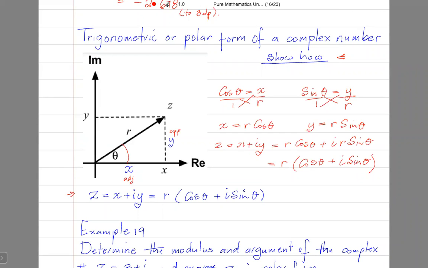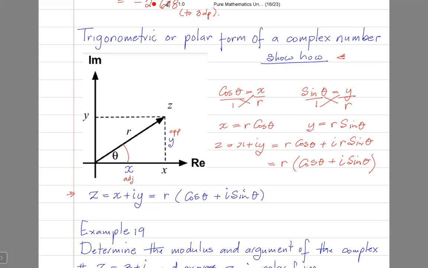Now, z is equal to r cos theta plus i sine theta, or z is equal to r into cos theta plus i sine theta, is the polar form or the trigonometric form of the complex number. Do you understand? Please repeat.